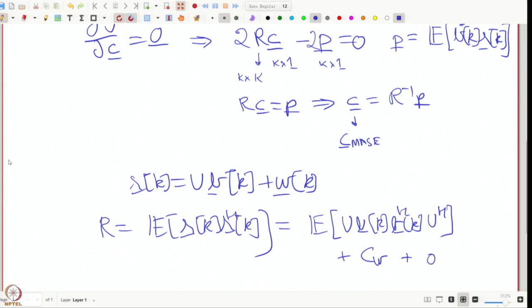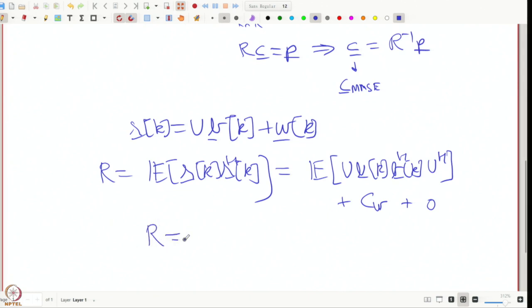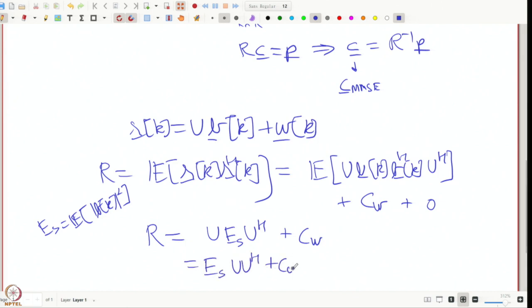So that means this simplifies to R equal to U, which does not depend on statistics, times the expectation of BK BK Hermitian. The diagonal entries will have BK square, BK minus 1 square, BK plus 1 square in modulus. The off diagonals will be BK, BK minus 1, BK, BK plus 1. Since we assume IID signaling, it will be ES times I, where ES is the expectation of mod BK square. ES is a number, plus CW.